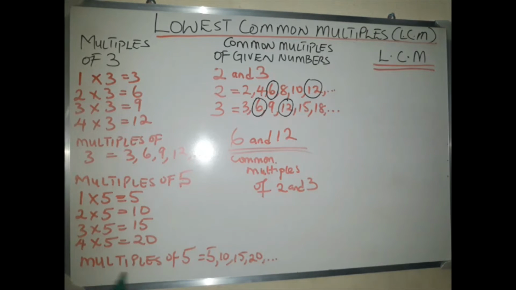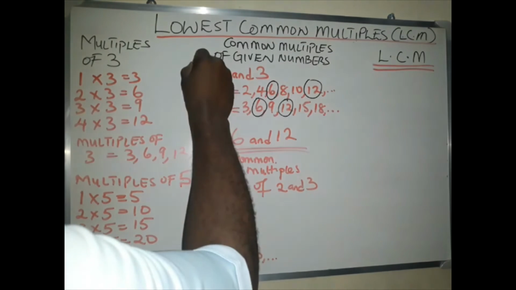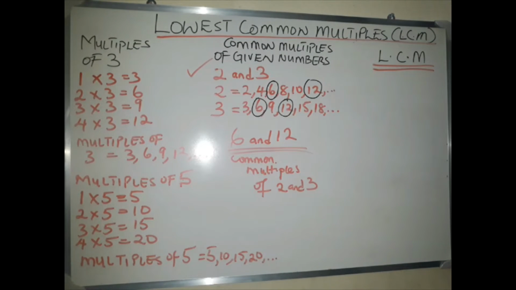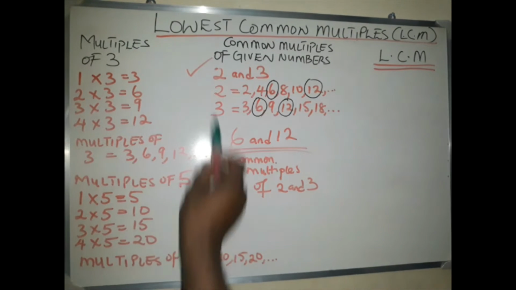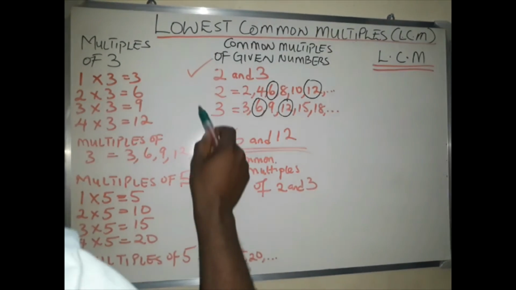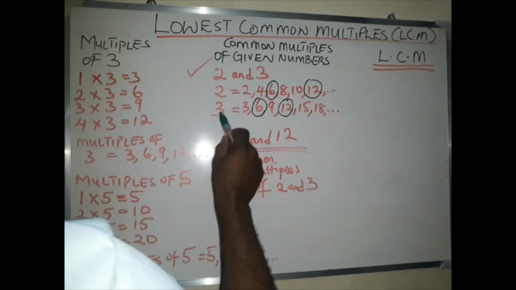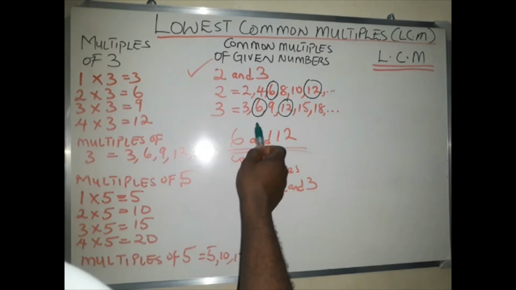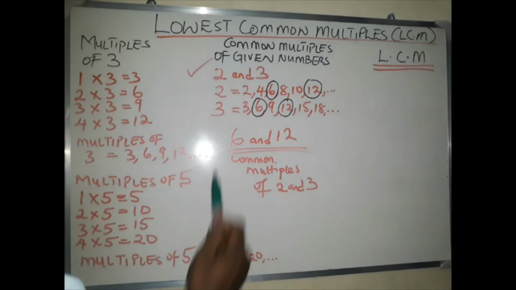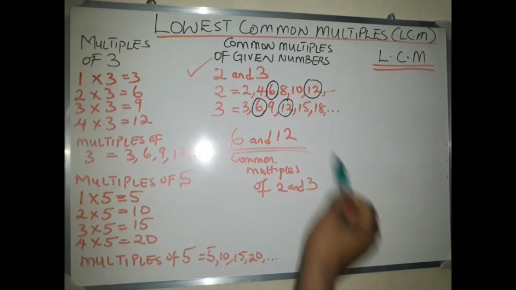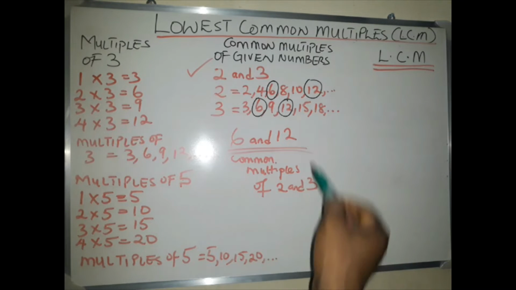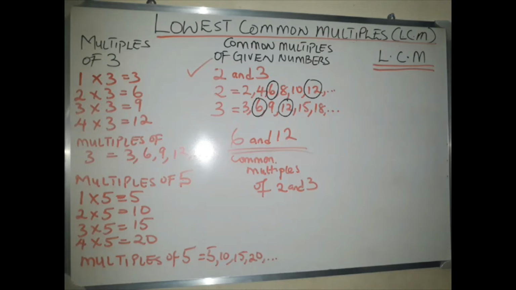Now let's explain with this example. Let's say you're asked to find the lowest common multiple of 2 and 3. The first thing you do is write the multiples of 2 and the multiples of 3. Like I said before, we have identified 6 and 12 as the common multiples. But now they said, find the lowest common multiple. The lowest common multiple of any given numbers is the smallest number that those given numbers can divide without a remainder.